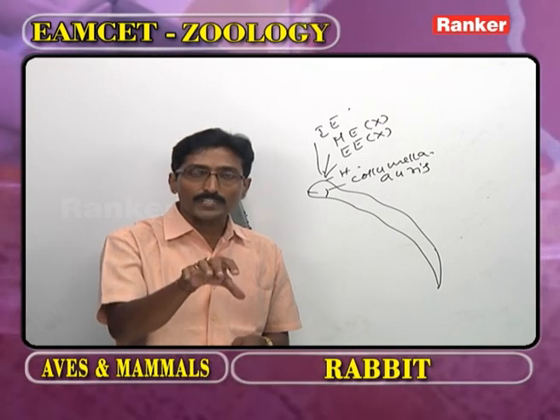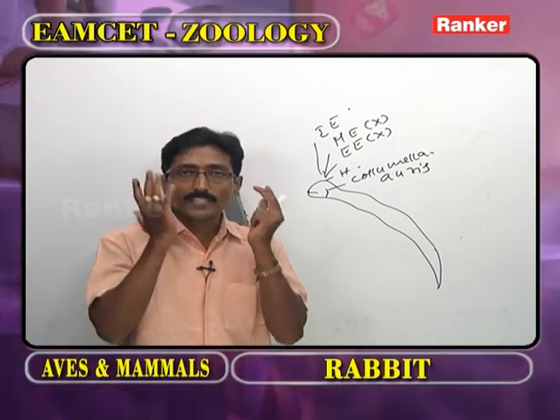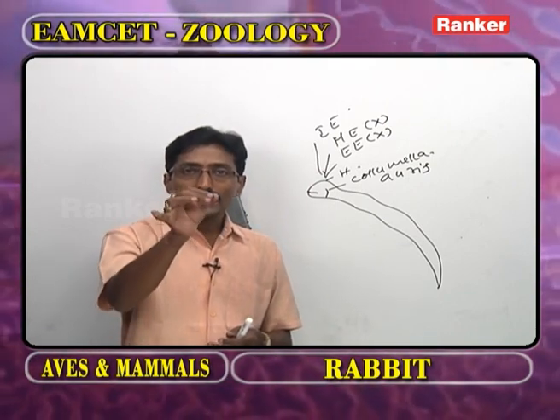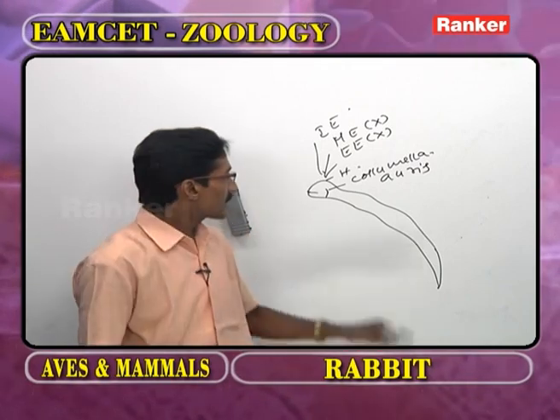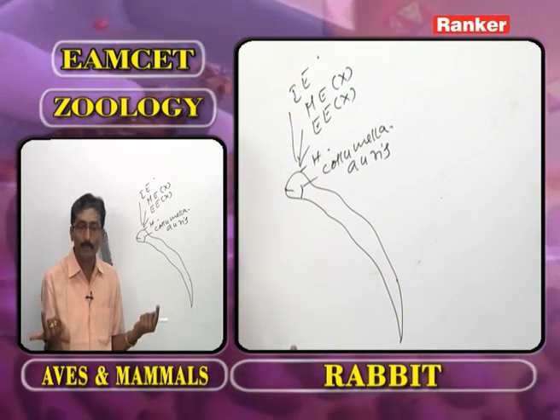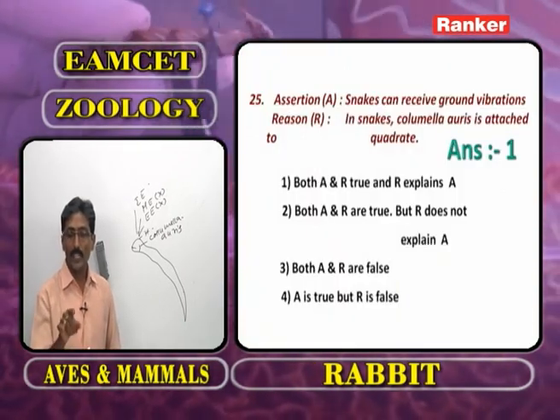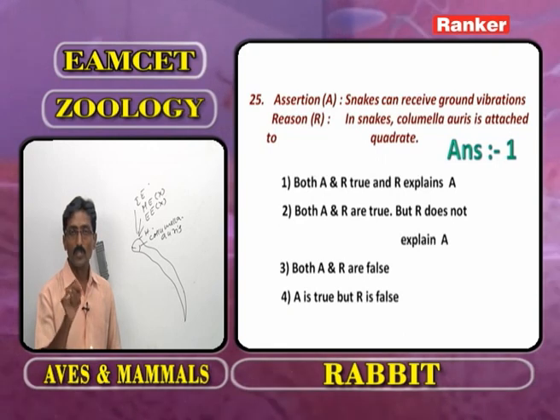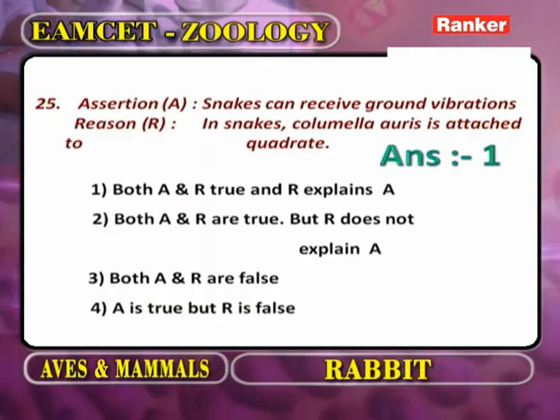It is unable to receive the vibrations from the air because it has no external ears and it has no tympanum. It has no middle ear, so the snake is unable to receive the airborne vibrations. It just receives the ground vibrations because the columella is buried in the surrounding skin or the muscles. Now, assertion: snakes can receive ground vibrations. In snakes, the columella is attached to what type of bone? Quadrate bone, so that it is able to receive the ground vibrations. Both are correct, as he explains here. Now we go for the next question.